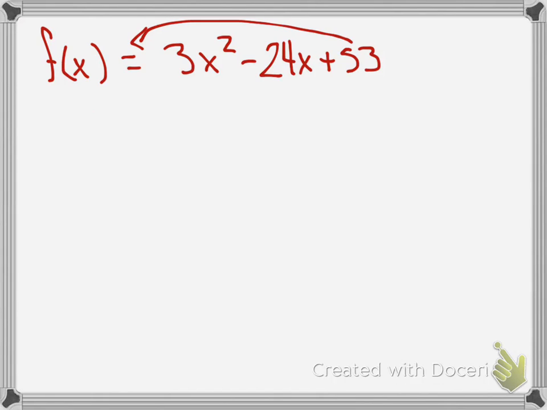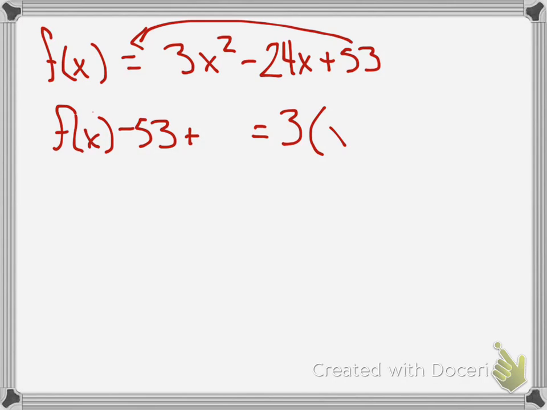Yes, I do. Alright. Again, you're going to move the 53 over to the other side. f of x minus 53 equals 3 parentheses x squared, and we're going to leave that blank. Now, again, the x squared has to be by itself, no number in front of it. So I'm going to get rid of the 3 by dividing. I'm going to put 3 parentheses x squared, and then I'm going to divide the 24 by 3 also. So basically, I'm dividing these two by 3 to get out this 3 here. Okay?